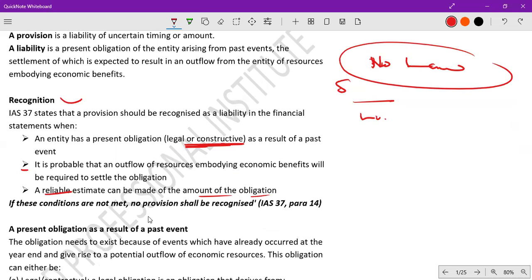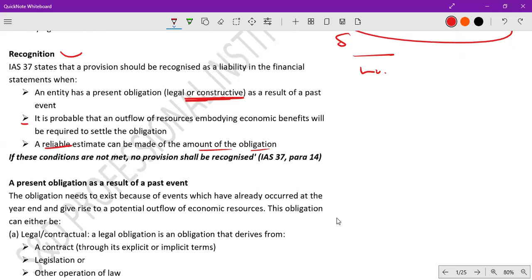So if these conditions are not met, a provision cannot be recognized. It doesn't mean that all these conditions must be met, but at least you must have a reliable estimate of the amount. Okay. Any question?